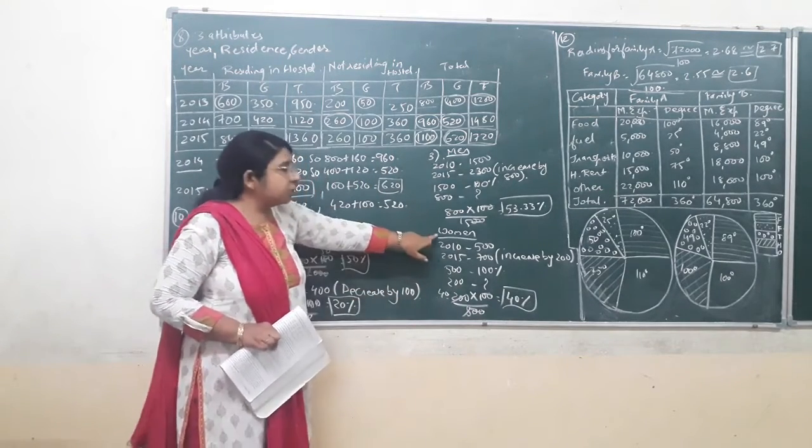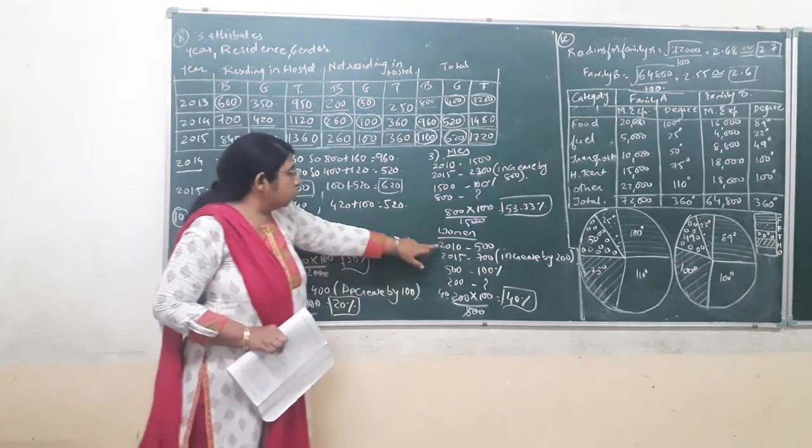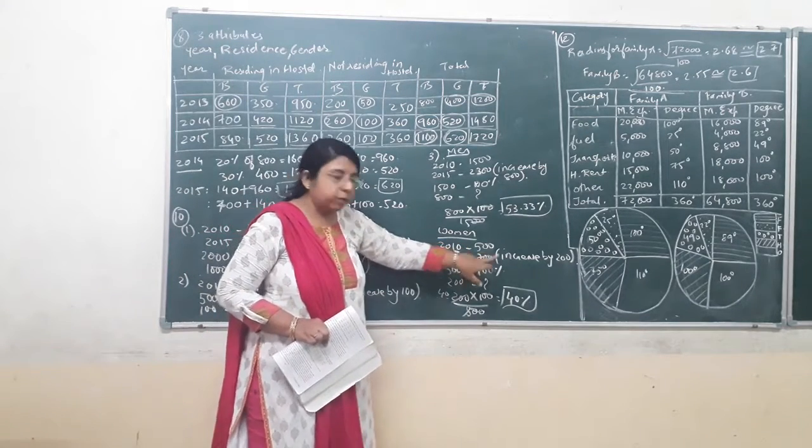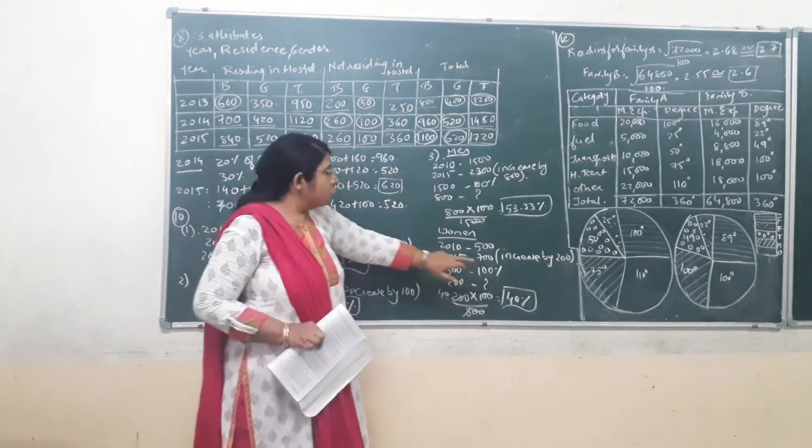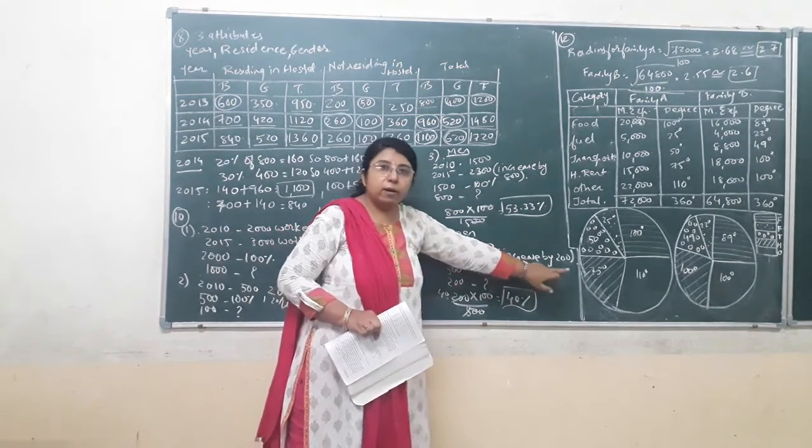Next one, in the same way for women. In the year 2010, the number of women was 500, and in 2015 it has increased to 700. So you can see the increase is by 200 women.